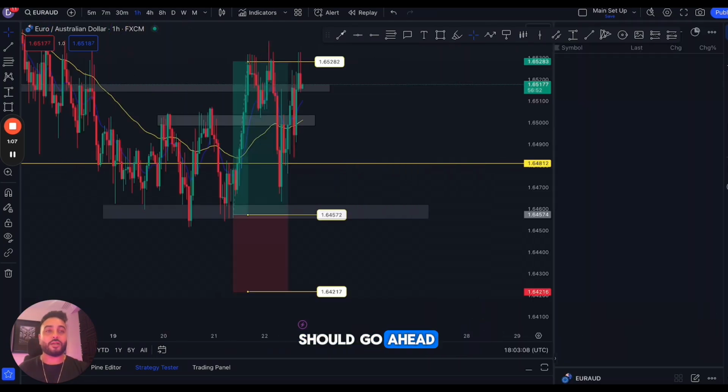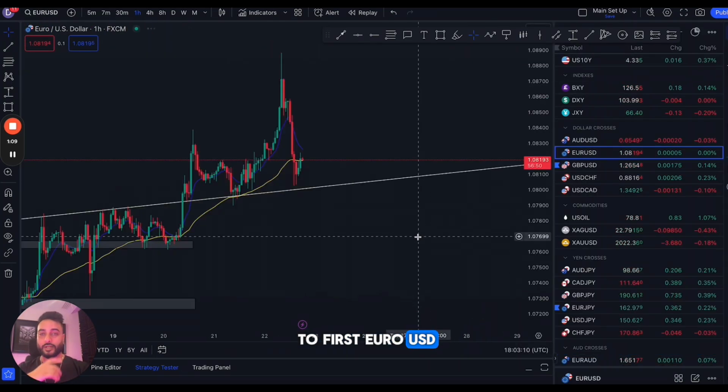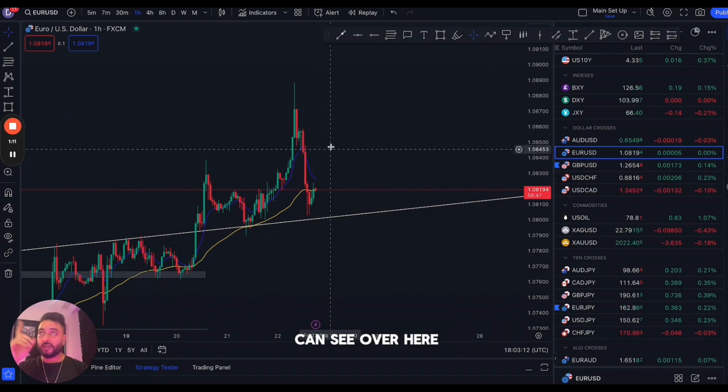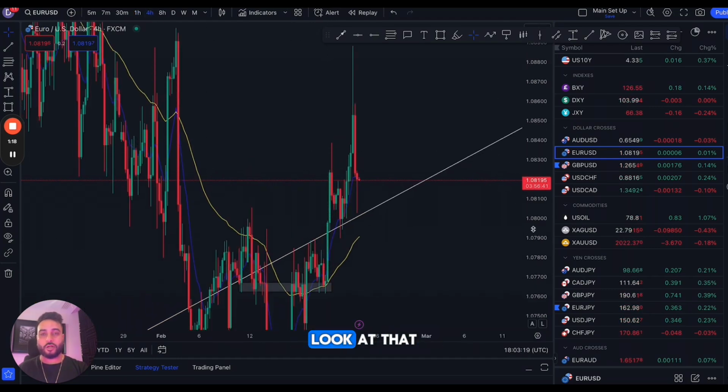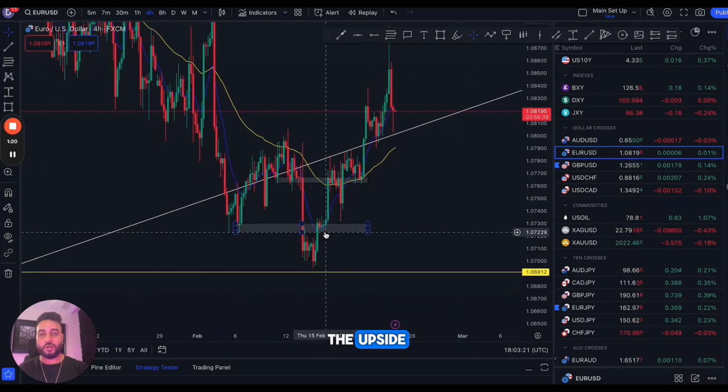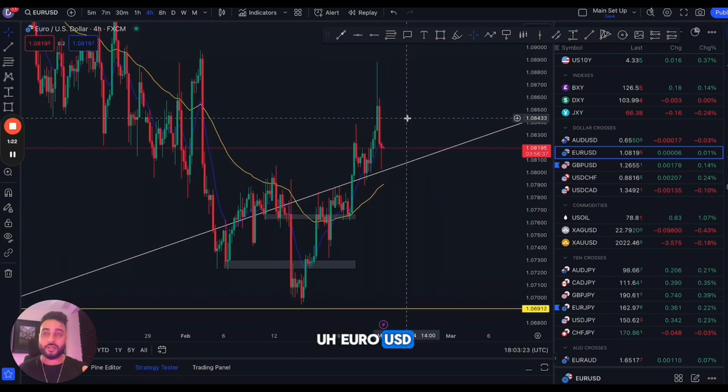Now let me go ahead and go to EURUSD firstly. As you can see over here, we've seen a lot of strength from EURUSD. If I go to a 4-hour time frame, look at that. We had massive strength to the upside recently on EURUSD, which means the euro is very strong, very powerful, and we may only be buying euros.